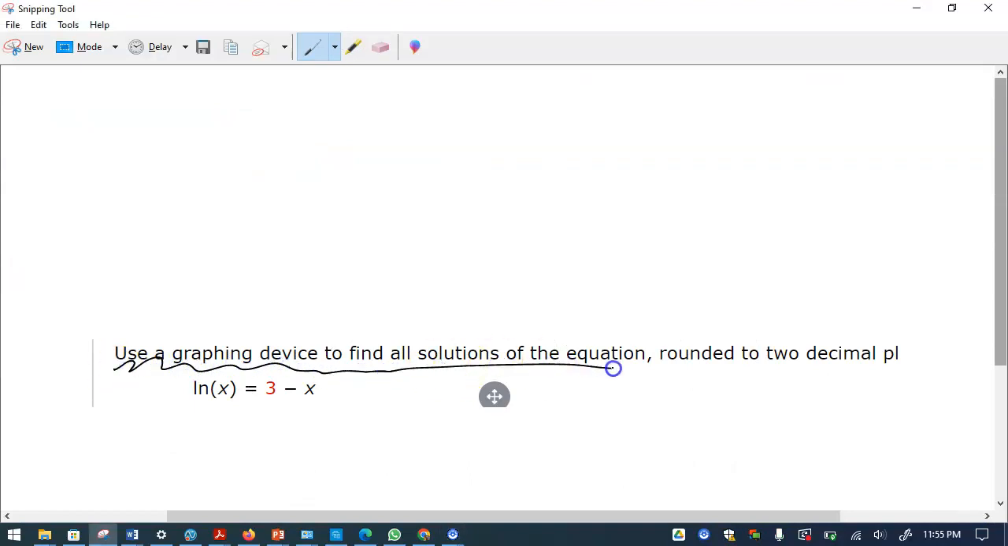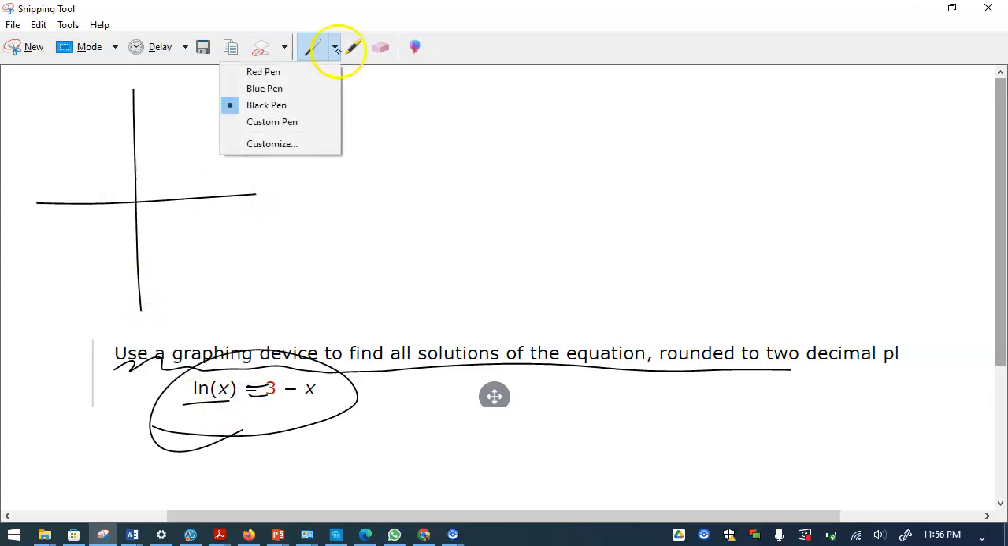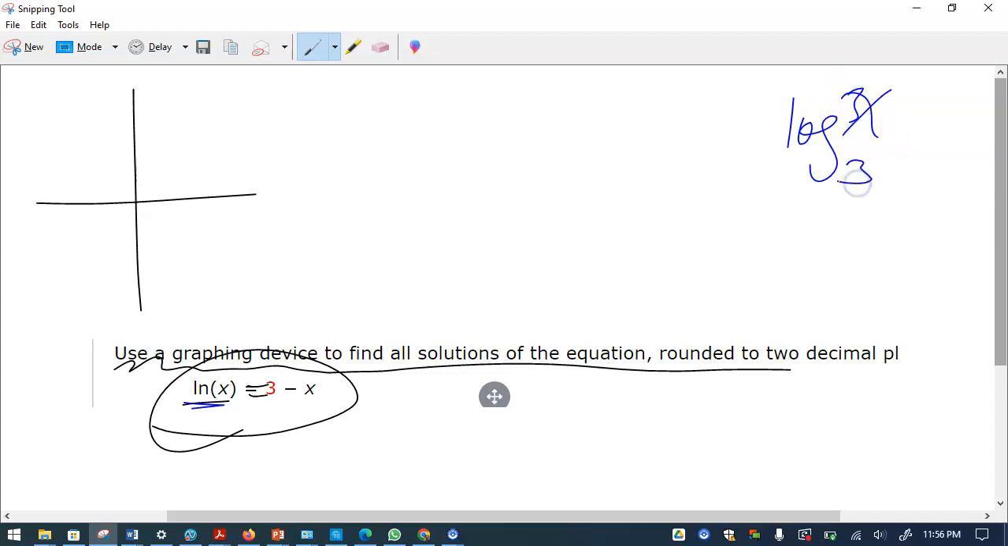Using graphing device, find a solution. Now they gave you this. At the same time, I want to understand what is this ln of x. There's an equal sign. What is ln of x, and where did this come from? You see, ln of x is actually logarithm of x to the base e. So that means this is e, which e is 2.7182181, all that irrational number.